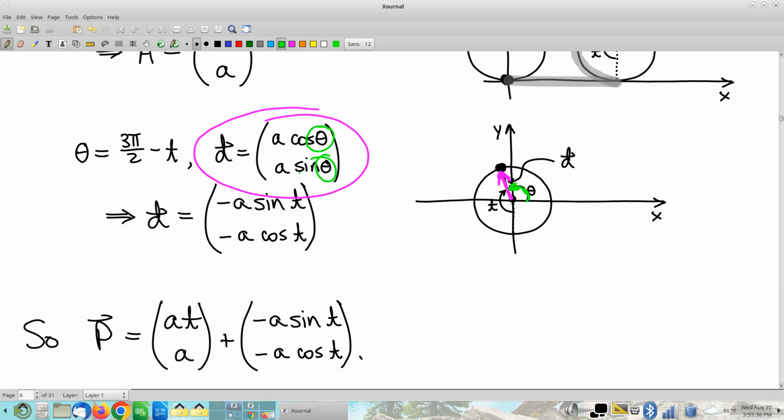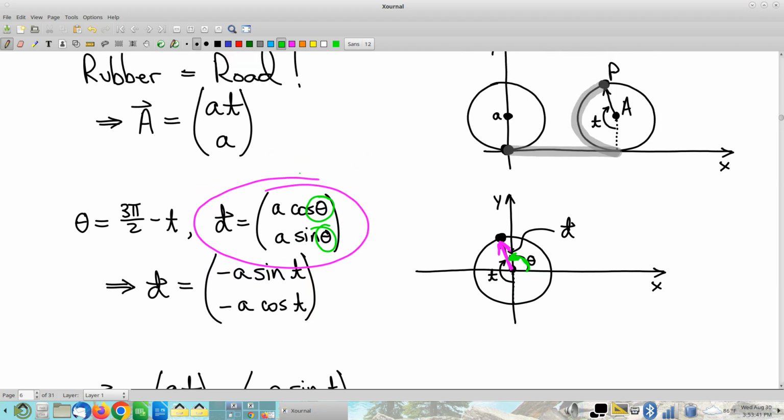And here's the problem. I've got D written as a function of theta. I have the axle written as a function of T. I need to add them up, and I need them all to be in terms of a single parameter. So I'm going to have to figure out how to eliminate theta. I'm going to need to figure out how to write theta in terms of T so I can plug in and get rid of it.